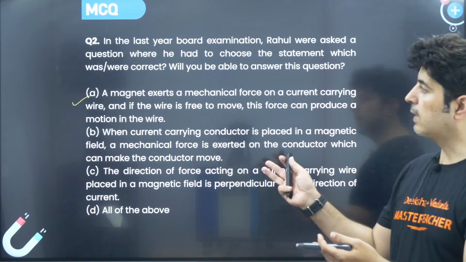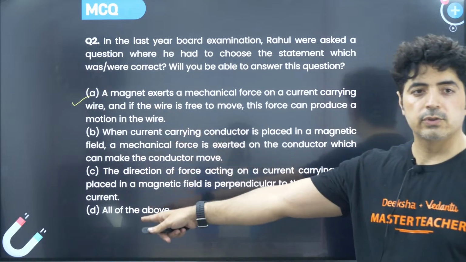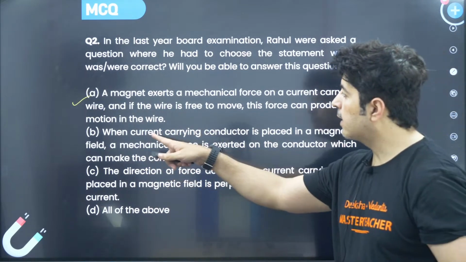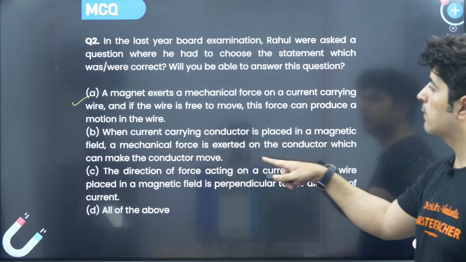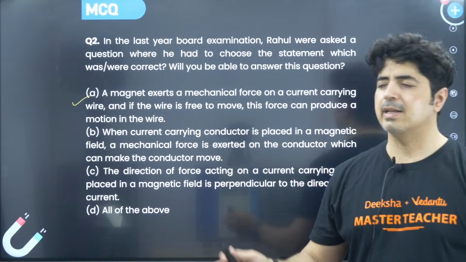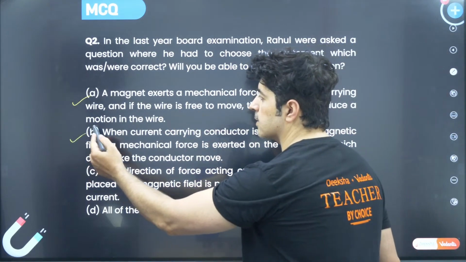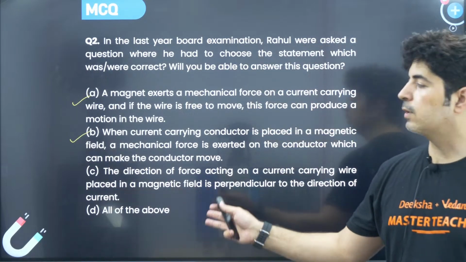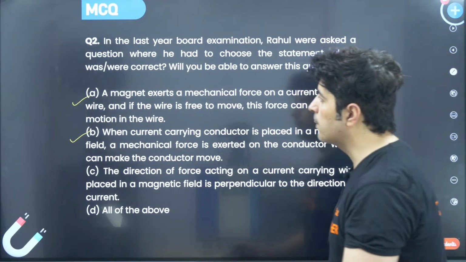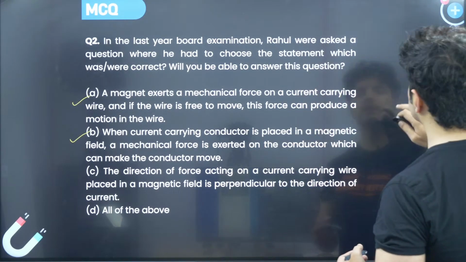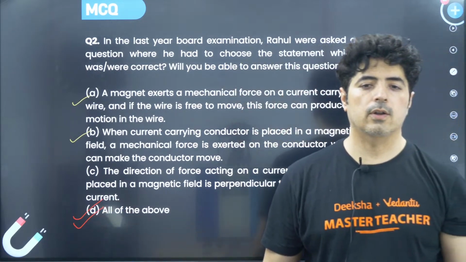Absolutely correct. Second one, let's check, because we have one answer that is "all of these" also, remember? Okay, so we need to check that also. The other one: when a current carrying conductor is placed in a magnetic field, a mechanical force is exerted on the conductor which can make the conductor move. Yeah, this is just the first one. Same thing. It is also a correct answer. If two are correct, we don't need to check the third one because there can only be one correct answer. And all of these options gives us the flexibility of selecting everything. So the right answer to this question is all of the above.